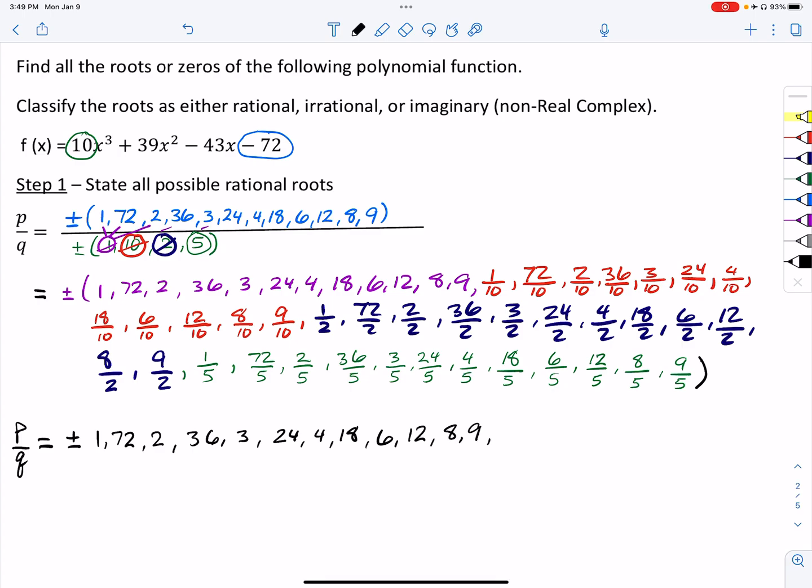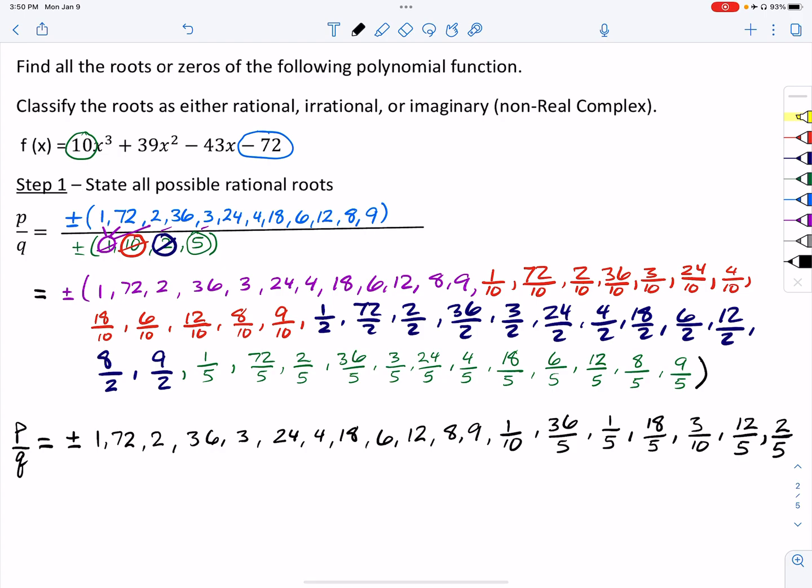Okay, so now we're into some fractions. We'll be able to start reducing some of these. 72 tenths, I could take 2's out of that. That'll be 36 fifths. And we can reduce 2 tenths to 1/5. 36 tenths, that'll come down to 18 fifths. Then 3 tenths, so that's a new one. 24 tenths, 12 fifths. 4 tenths is 2 fifths.